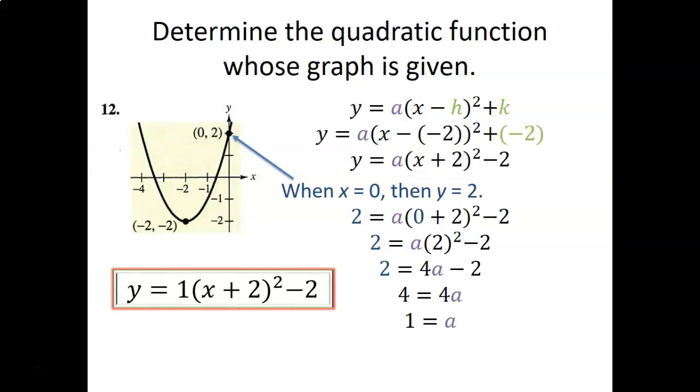And you could either just leave it like that, or you could multiply it out if you wanted. X plus 2 squared, if you multiply it out, would be x squared plus 4x plus 4. And then if you minus 2 from that, you got x squared plus 4x plus 2. So that's another way you could write it. But if you just get to this, that's good enough.